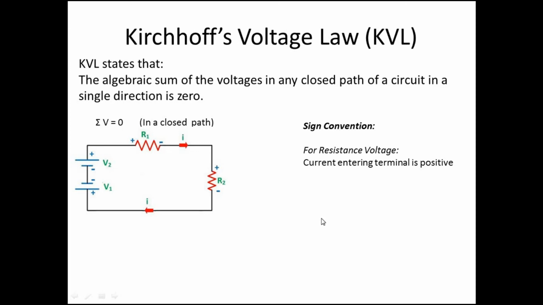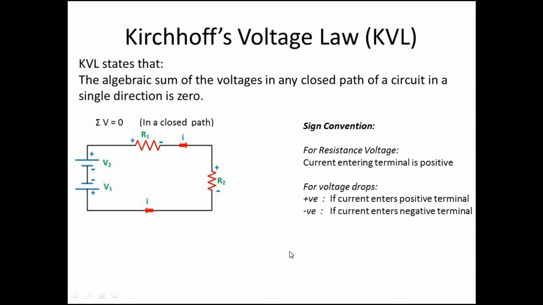Now for writing the equation, we have to follow this sign convention. For V1, V2, VR1, VR2, which one is positive and which one is negative? For that we follow this sign convention: we take the voltage as positive if the current enters its positive terminal, and we take the voltage as negative if the current enters its negative terminal.